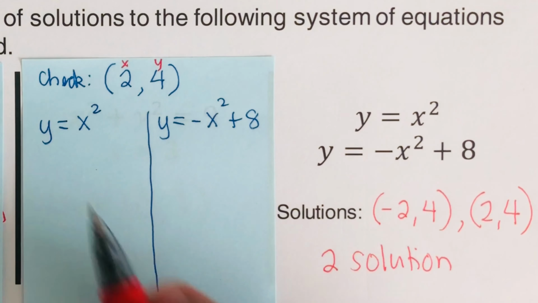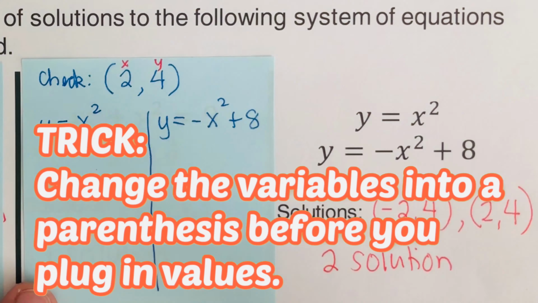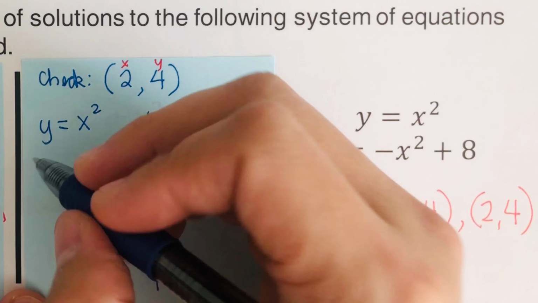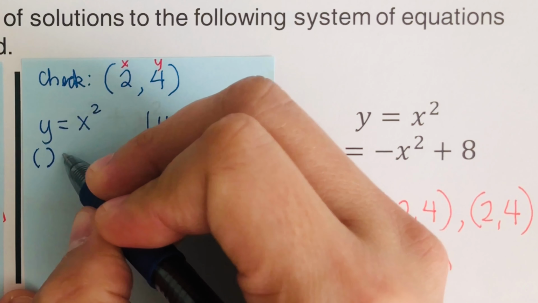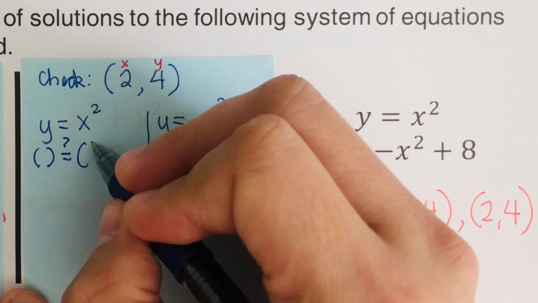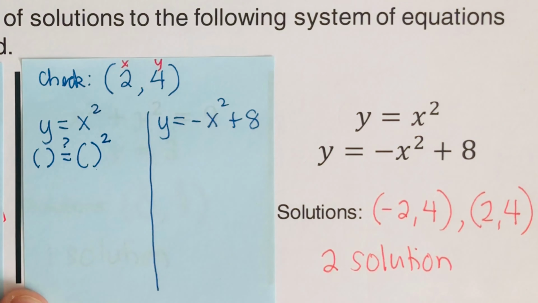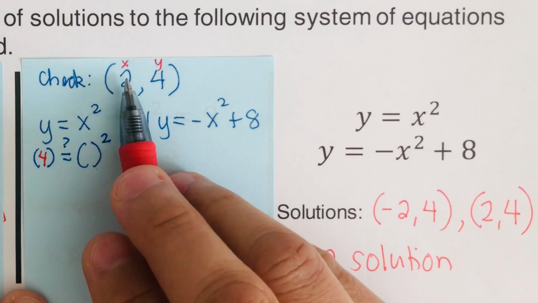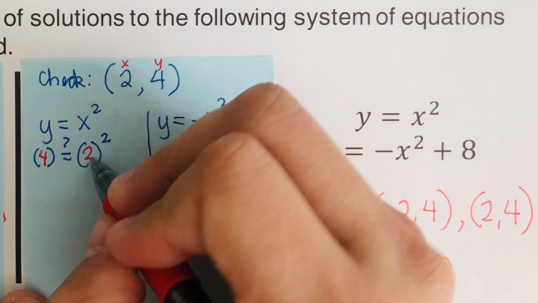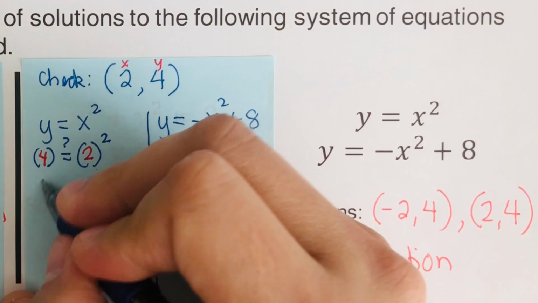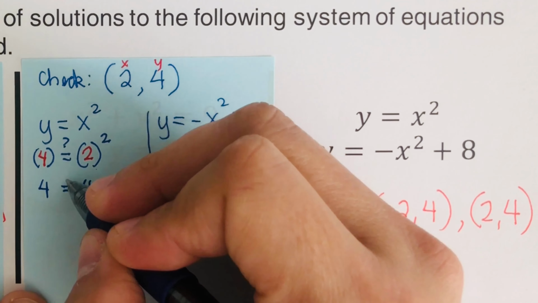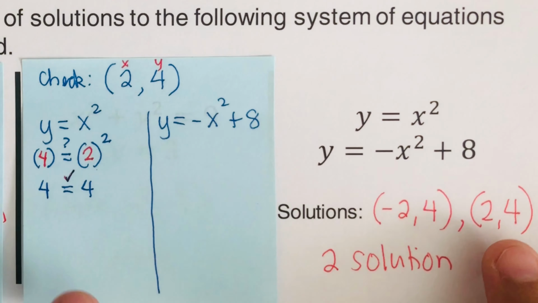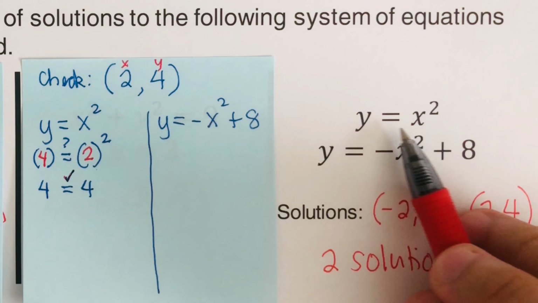Again, the trick when we check is to change the variable into a parentheses before we plug in values. So I'm going to change this into parentheses. Is that equal to parentheses squared? So then the value for y is 4. And then the value for x is 2. So then I will simplify this. So that is 4 is equal to 4, which means that this solution right here works in the first equation.